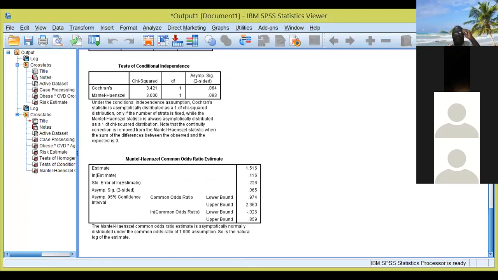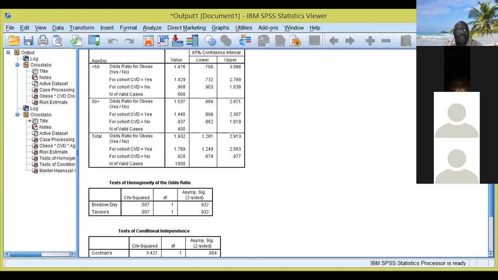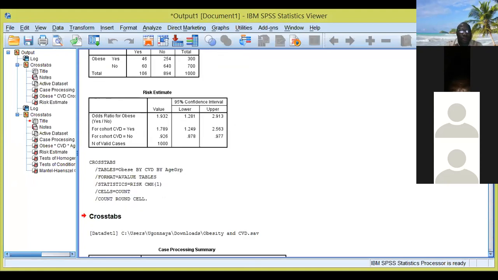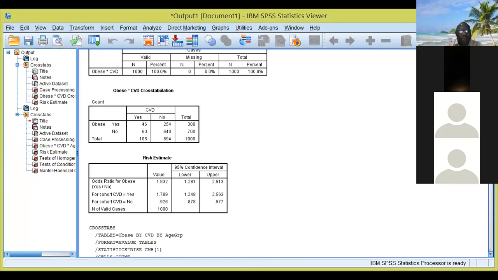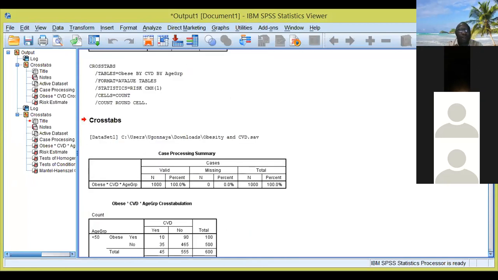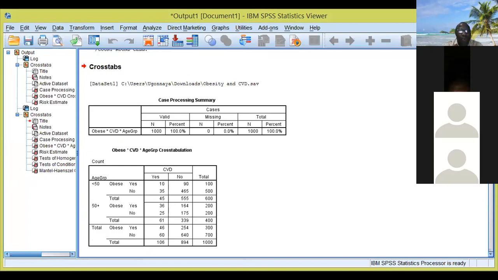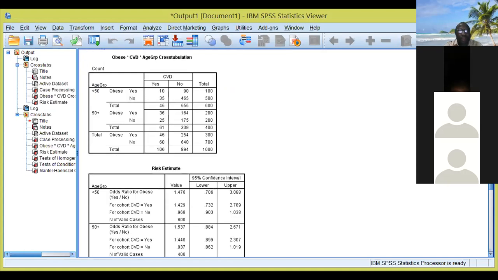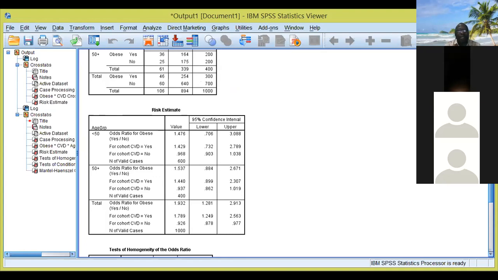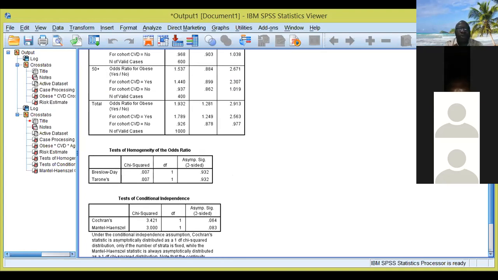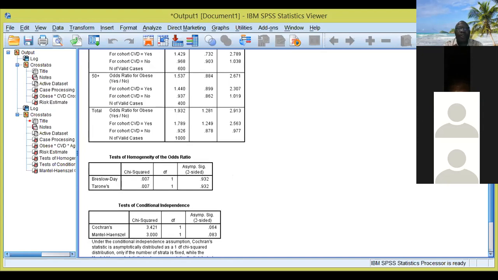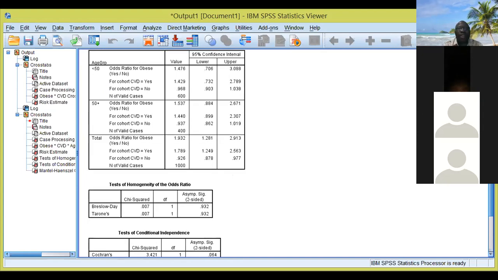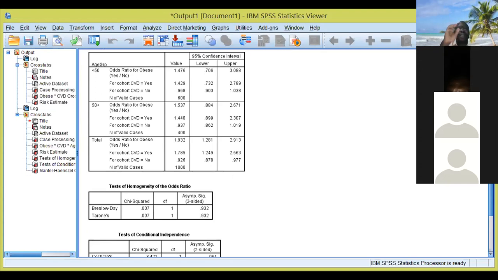If you remember, before this one, scroll up. There, you went down. Scroll up, let's see the initial table. Scroll down, see, this is the one we ran before. This one you want. Wait, don't run too much. A little bit up, a little bit.